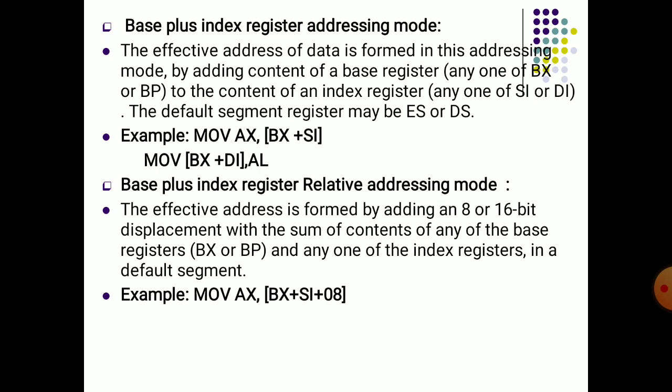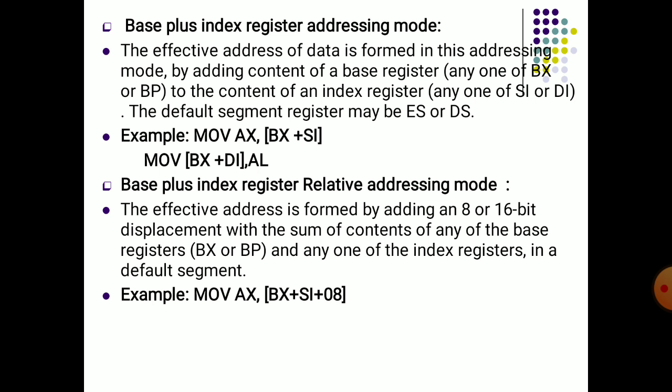Okay, the next addressing mode is base plus index register relative addressing mode. You can work it out from the name itself. The base here is the BX register, plus index, which is either SI or DI, plus relative. As I explained in the previous example, relative means the displacement is given as immediate data, either 8-bit or 16-bit. Let's see the example, which explains the base plus index register relative addressing mode.